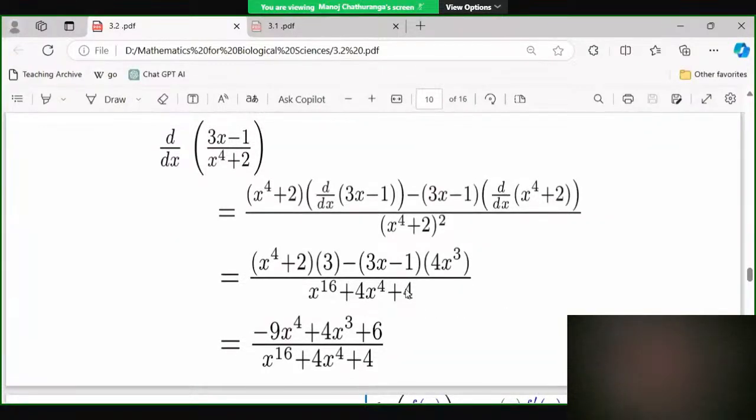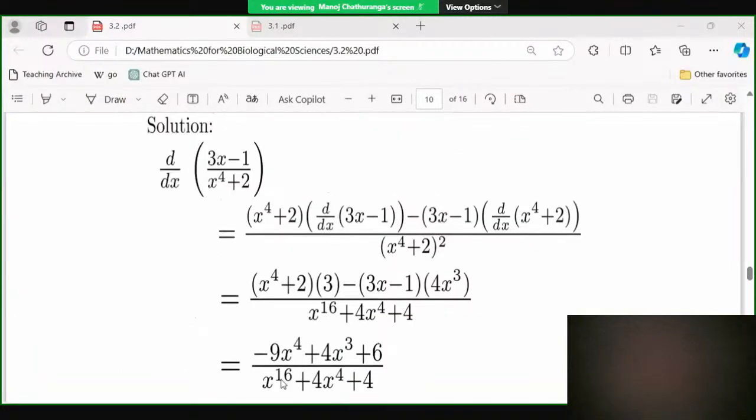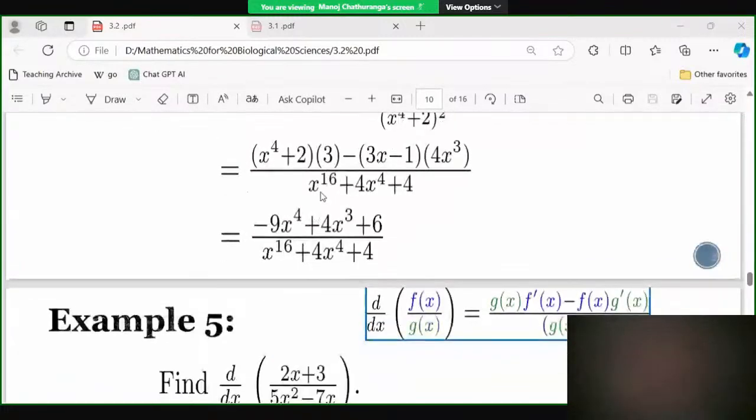Oh yeah, somebody pointed out a typo in the fourth example. Thank you, really. There should be a correction. In the denominator, it is not x to the 16th power, it should be x to the 8th power. x to the 4 raised to the second power is x to the 8. Yeah, thank you for that. I should correct it. It should be x to the power 8.